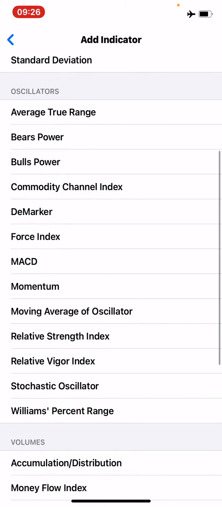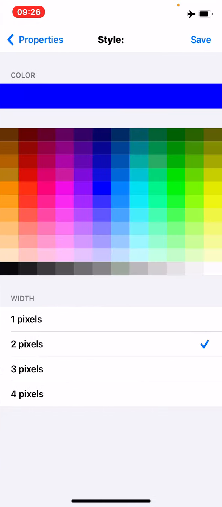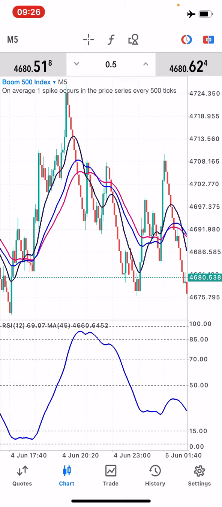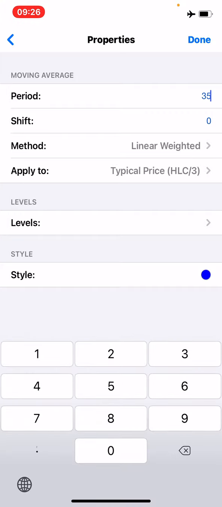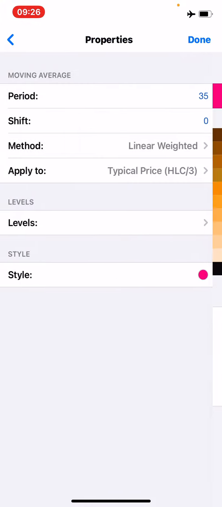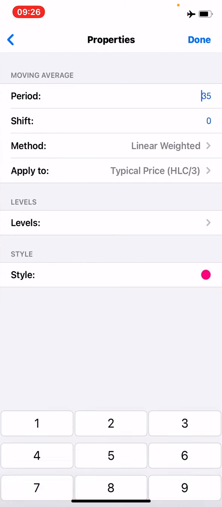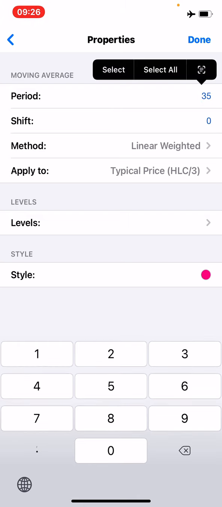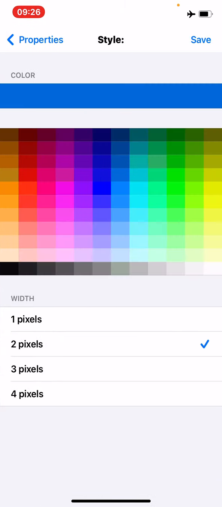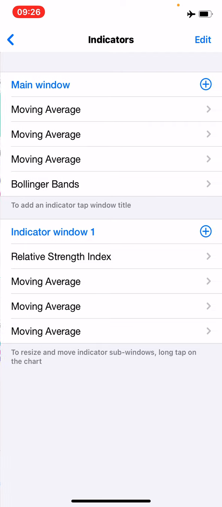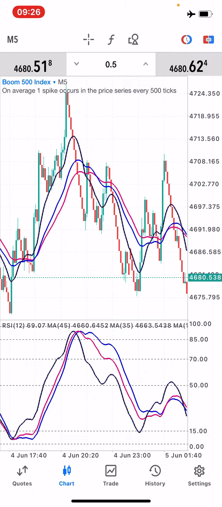So I'm just going to quickly go through them again because they are just the same as the ones above. So I'm going to go to indicator window one, go to moving average, choose 45, the same order again, color, save, done, same thing again. We're going to need 35, done. The next one was a 15, right? So these are the same as the ones on the main window. So don't worry about it. That's why I'm moving really fast. Done, done. Then lastly is the Bollinger Bands. And same settings again, then done.